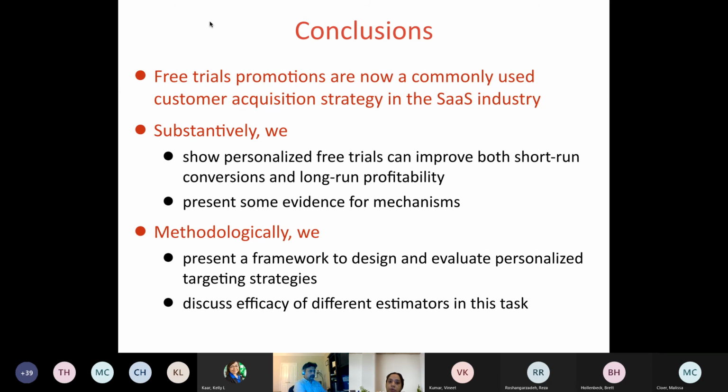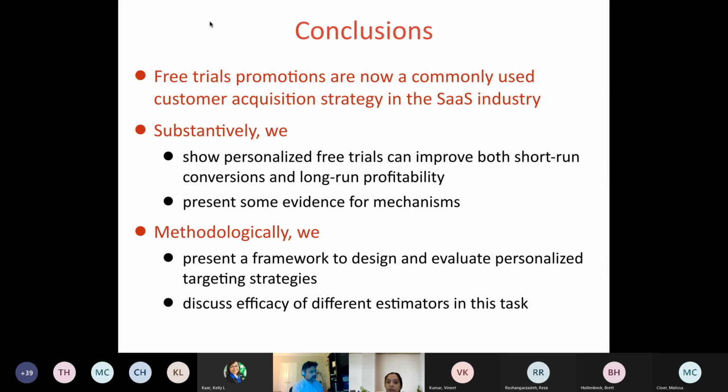And substantively, what we showed here is that even though there are a lot of theoretical reasons why longer trials often should work better, we actually find that shorter trials are better for both short-run conversions and long-run profitability, on average. And we present some evidence for the mechanism at play.